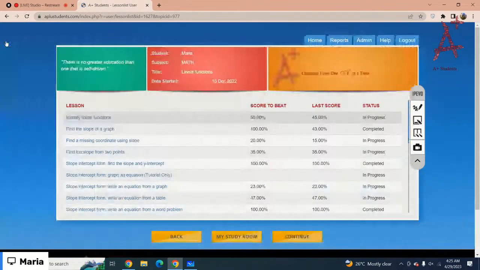And the next lesson is slope intercept form. Write an equation from a word problem. So now you are given the word problems. You have to write down the equation from the word problems. So let's just start with the lesson.